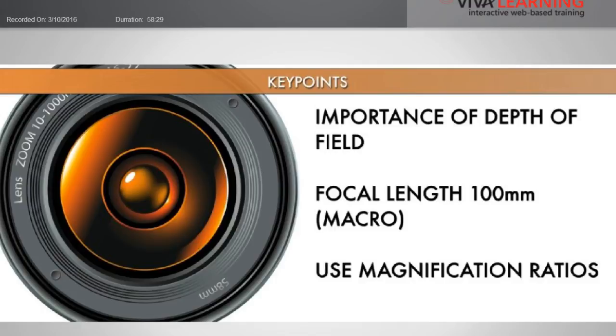So the key points really here are the importance of depth of field in your photography. So certainly using an aperture setting of f22 or smaller than f22, so f25 or f32, to get everything into nice sharp focus. You want to be using a macro lens, typically 100mm macro, although you can use 60mm macro lenses. And to get reproducibility, you should be thinking about using magnification ratios. It's the only real way of achieving that.